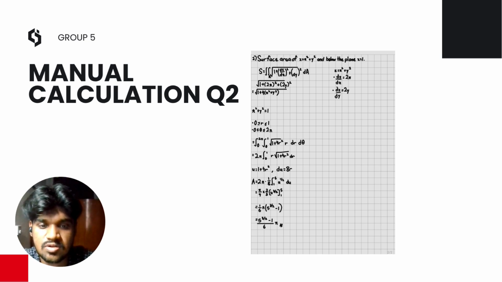Simplifying the coefficient gives pi over 6. After that, applying our upper and lower limits, we get our exact surface area. As you can see, it is 5 to the 3 over 2 minus 1, over 6, times pi.